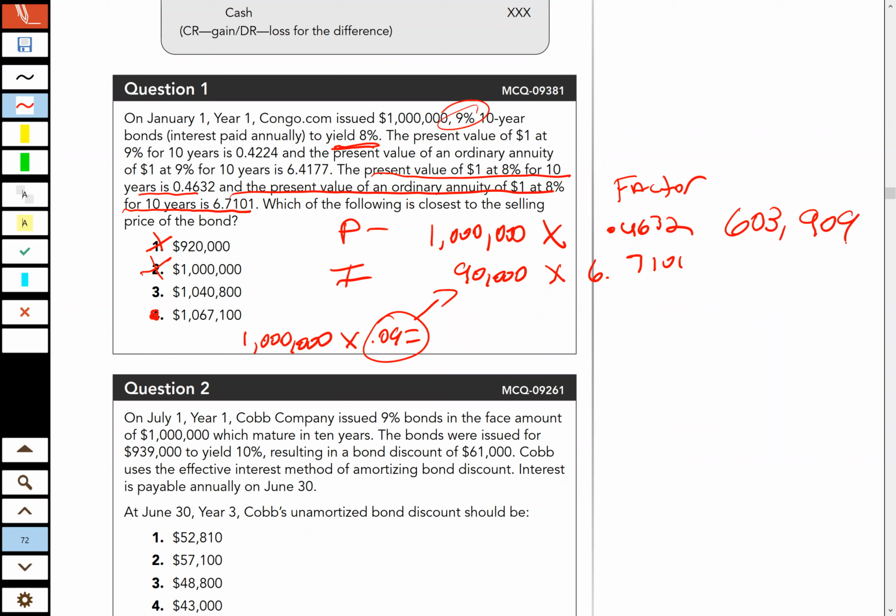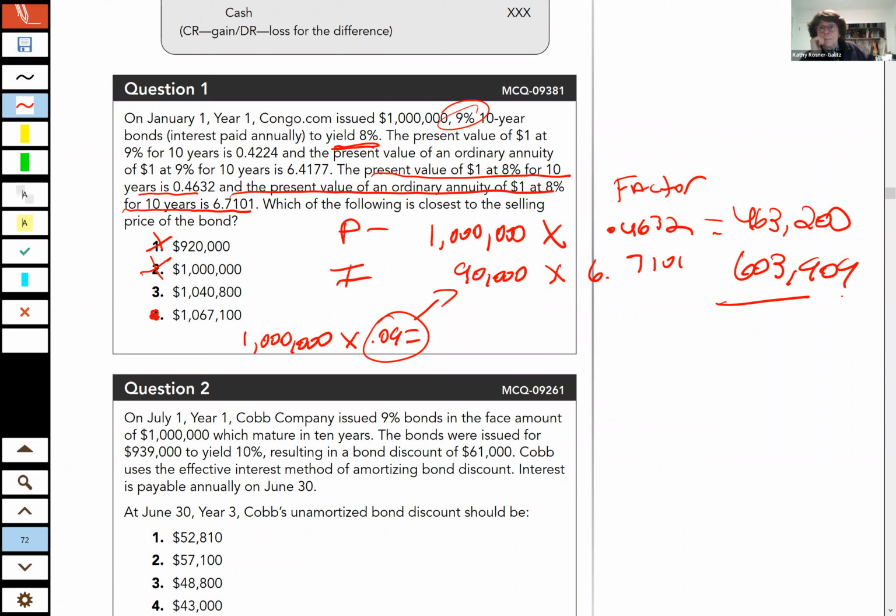And when I do the math on those two things, I get 603,909. Just doing the math on that. Am I doing my math right? Oops, I got that backwards. That's for the interest. For the principal, it's 463,200. Thank you. And for the interest, that's 603,909. Good. And when I add those two numbers together, I get 1,067,109. Okay. I don't know how that other number comes up.